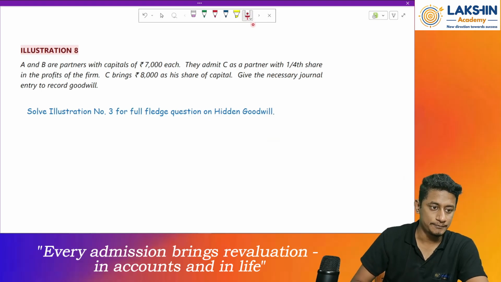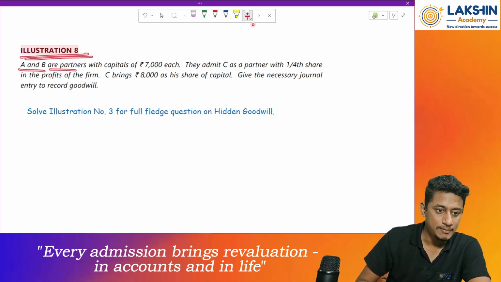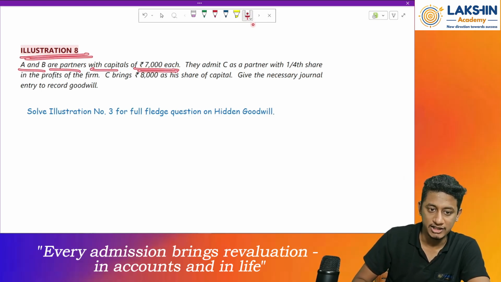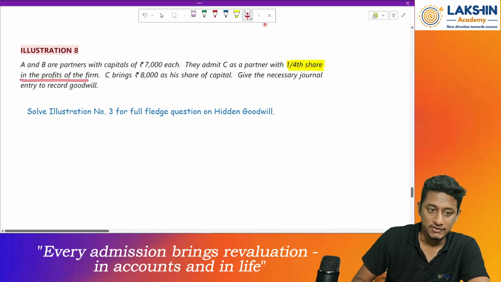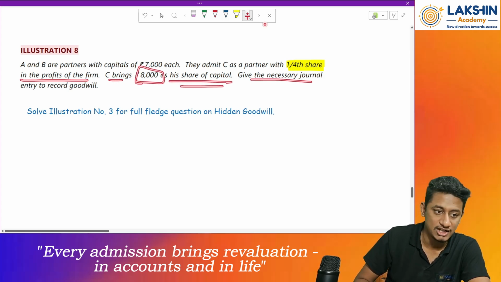Look at this question. Illustration number 8. A and B are partners with a capital of rupees 7,000 each. They admit C as a partner for 1/4 share in the profit of the firm. C brings in 8,000 as his share of capital. Give the necessary journal entries for the entry of goodwill.